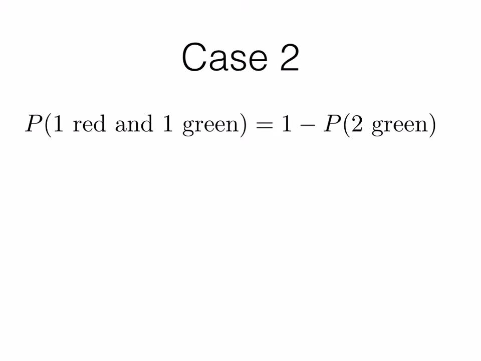Now we look at case 2. First, we want to know what is the probability of moving one red and one green ball over to the second urn. This is equal to 1 minus the probability of moving over two green balls, because these are the only two cases that can happen. We already found that the probability of moving over two green balls is 1/3, so we can simply substitute this value in. That is 1 minus 1/3, which is equal to 2/3.